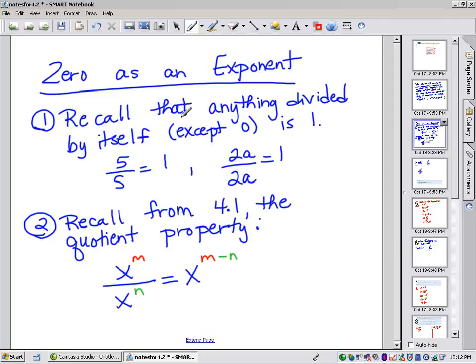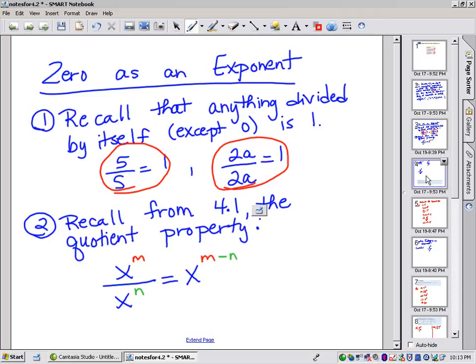So the first thing that I want you to recall is that anything divided by itself, except 0, of course, because you can't divide by 0, is 1. Do you remember something like 5 over 5 is 1, or 2a over 2a is 1. The other thing that we're going to use in conjunction with this is the rule from 4.1, the quotient property. That is that x to the m divided by x to the n is x to the m minus n. That is, to divide like bases, we subtract their exponents.